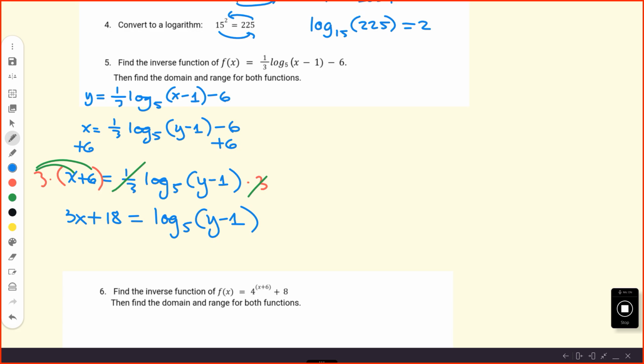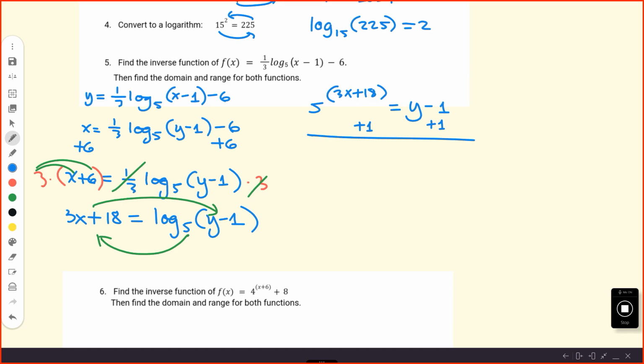Now, did we isolate already the log expression at the right side? Yes. So we can now convert this to exponential. So this is going to be our base, and then this is going to be the exponent, and then equals this. All right, so I can write it as 5 to the power of (3x plus 18), because it's a binomial, I'm going to put that inside the parentheses, and then equals y minus 1. And then add 1, because our goal is to isolate the variable y, because we're solving for y, right? So plus 1.